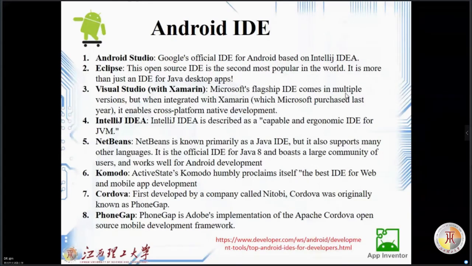Komodo is ActiveState's IDE, which is best for web and mobile app development. Cordova was first developed by the company Nitobi and was originally known as PhoneGap. PhoneGap is also the Adobe implementation of Apache Cordova, the open source mobile development framework. This is one list which came out in 2019.